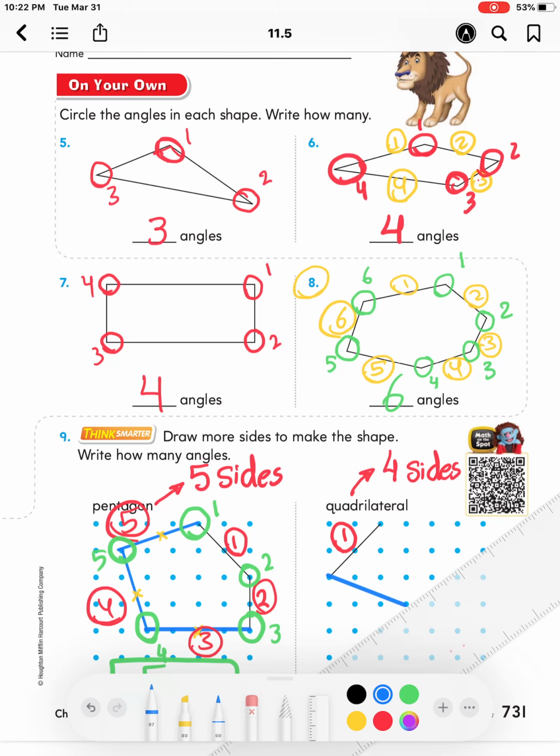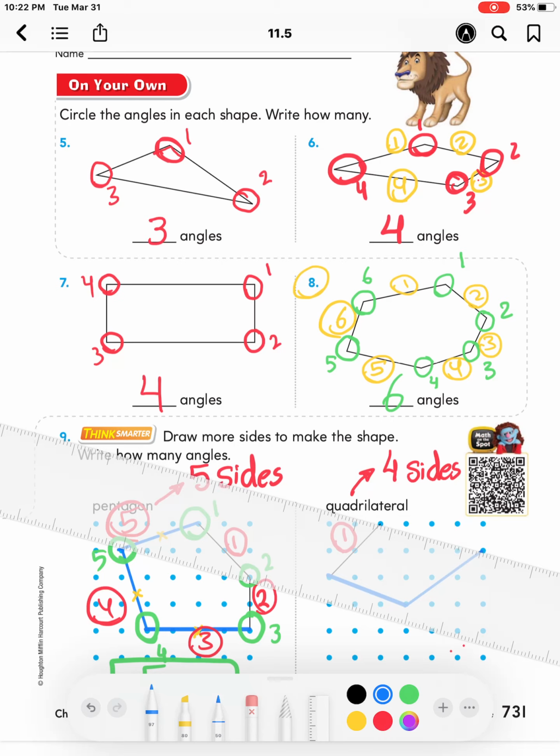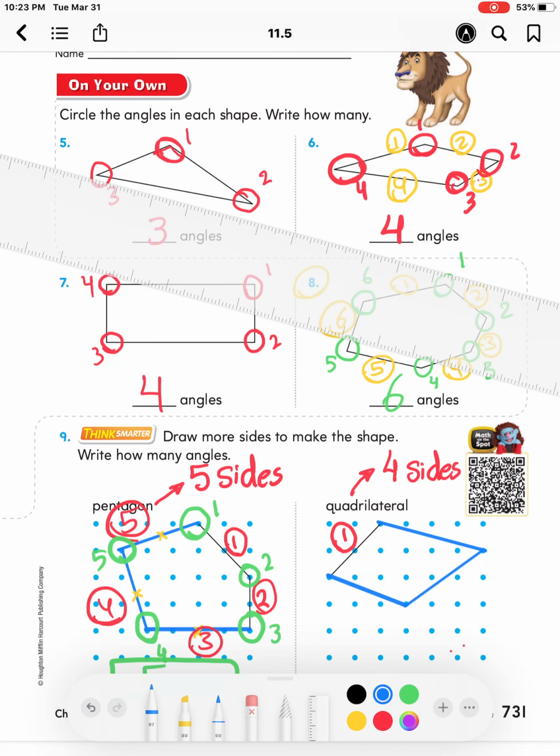1, 2, 3. Now I have here a shape that has 4 sides, which means this shape is a quadrilateral, and we can count them 1, 2, 3, 4. It has 4 sides. Let's count how many angles.